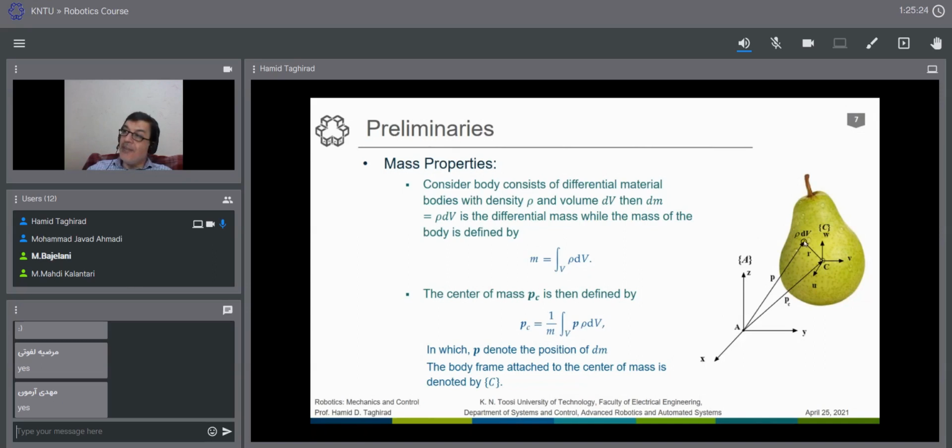If we have here a dm and we have p, if we multiply that and integrate it all together, then we can find the center of mass: m Pc, or Pc, is equal to 1 over m times the integral of the vector p times rho dV, where p denotes the position of the tiny mass dm in the frame C. Of course, this point is very important because it is the center of attention for us.